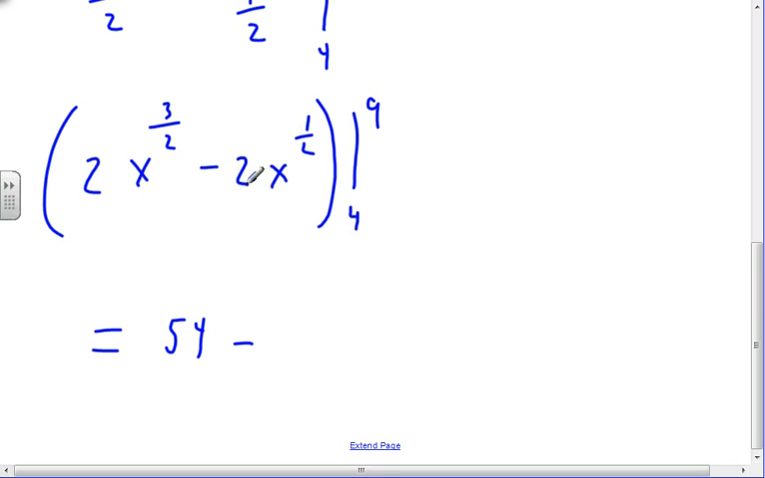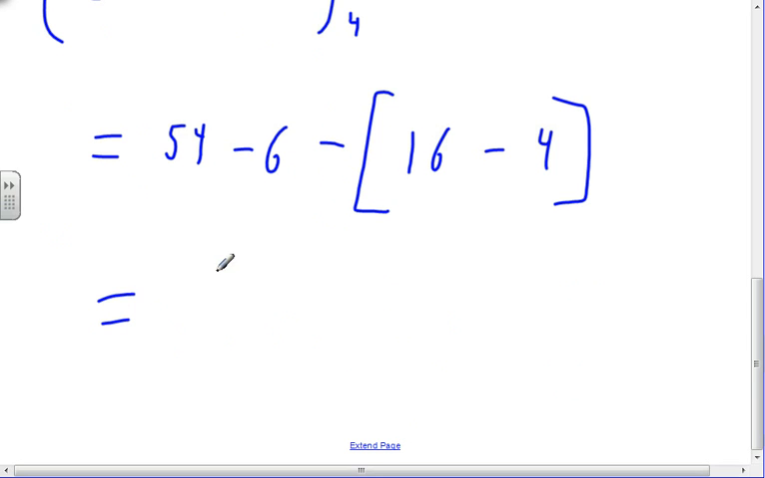Minus 3 times 2 is 6. Minus, I put in the 4. I square root it, I get a 2. I cube it, I get an 8. Times 2 is 16. Minus. Square root of 4 is 2. 2 times 2 is 4.